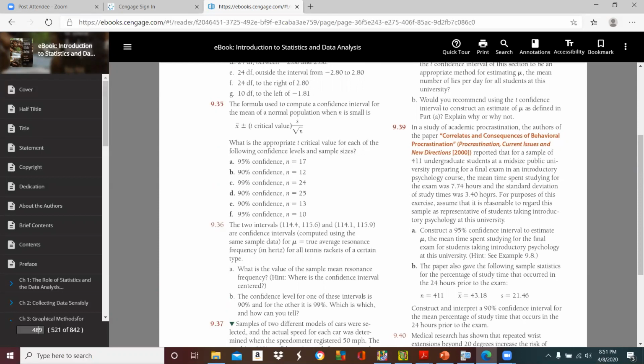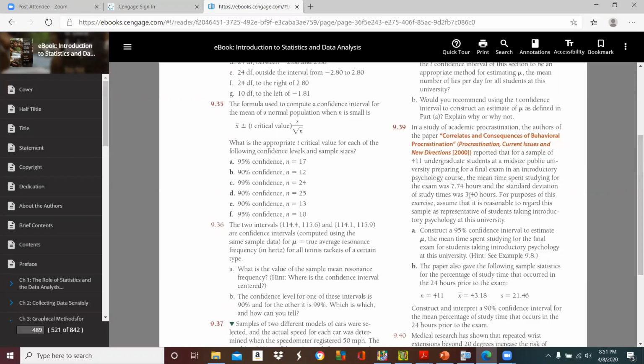Now, we're going to be estimating the population mean study time. Notice in this problem, there's no mention of sigma. They don't say it's a sample standard deviation, but they say the mean time spent studying for the exam was this, and the standard deviation was this. It comes from the study. This is the sample standard deviation. This is S.